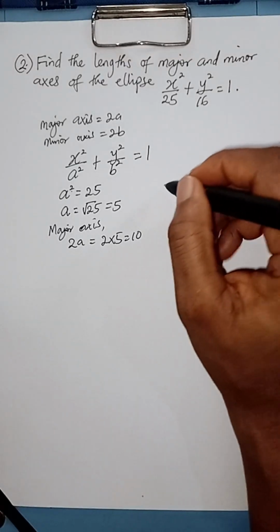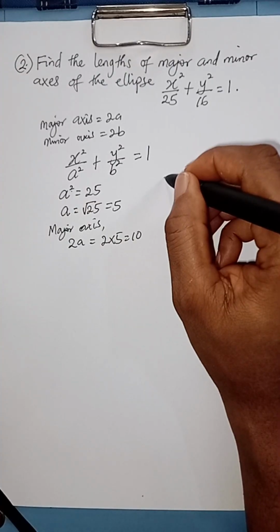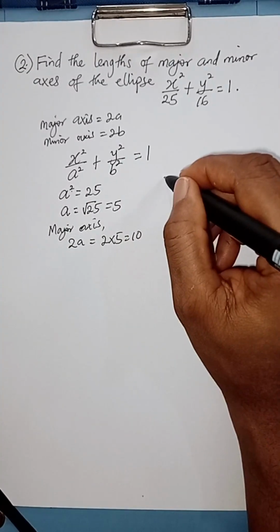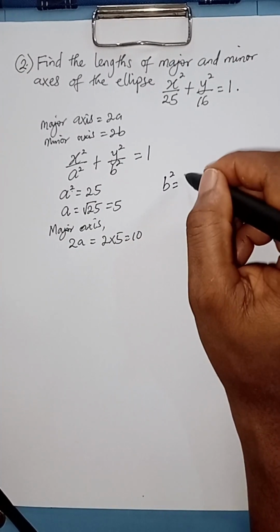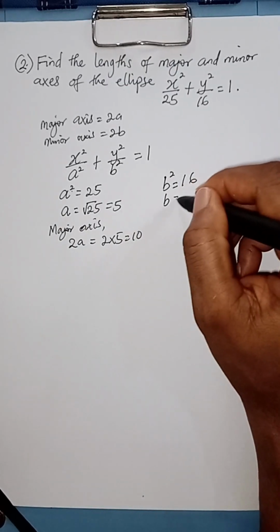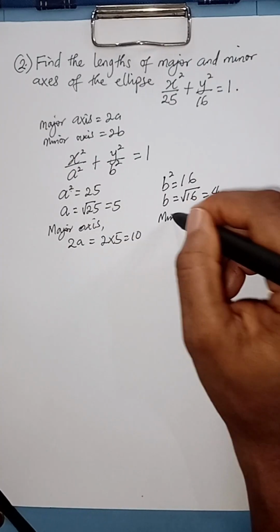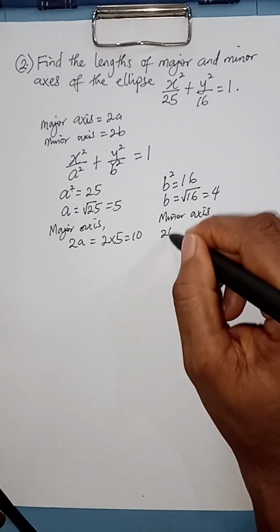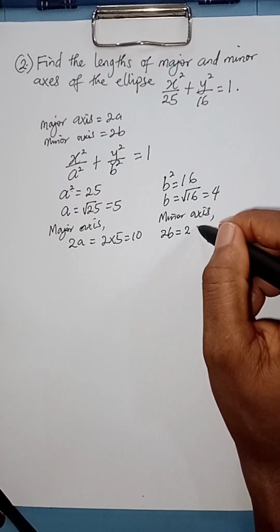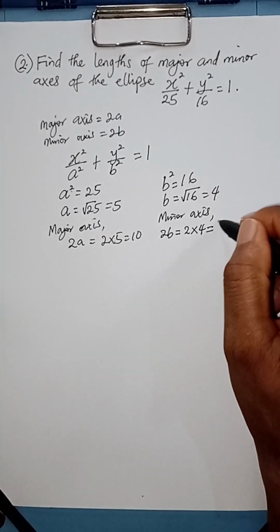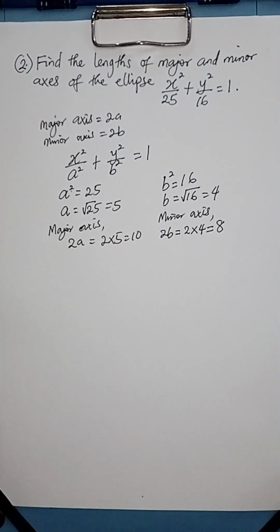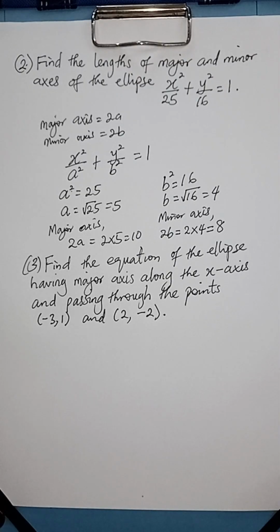Now how about to get the b on the minor axis, which is 2b? The same procedure. B squared will be equal to 16. And for you to get the value of b, you get the square root of 16, which is 4. Now to get the minor axis, it will be 2b equal to, what's b? 2 multiplied by 4. And that gives you 8. So that's the solution to the question. Now let's look at the next question, number 3.